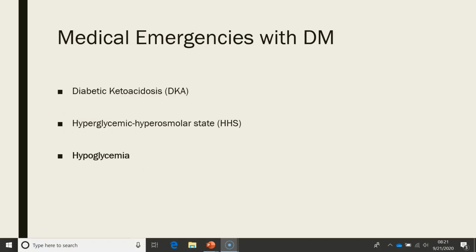Medical emergencies with diabetes are diabetic ketoacidosis and hyperglycemic hyperosmolar states. Those will both be discussed in 495. We will discuss hypoglycemia today, and we will talk about hyperglycemia, but we're going to leave the DKA and HHS until 495. But we'll talk a little bit about hyperglycemia and hypoglycemia today.